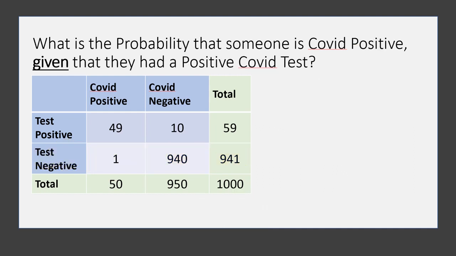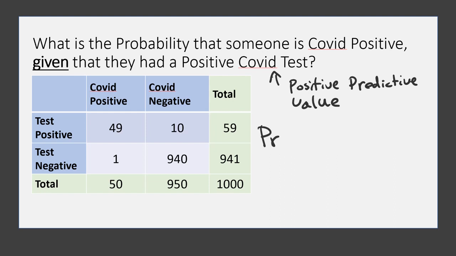So now moving on. What's the probability that someone is COVID positive given that they have a positive COVID test? I didn't have a positive COVID test, but let's just say I did. Then what would be the probability that I actually have COVID? What this is called is the positive predictive value. And in statistics, the way we would write this is the probability of having COVID, so COVID positive, and then given, conditional probability, we always use that bar, that they had a positive test.